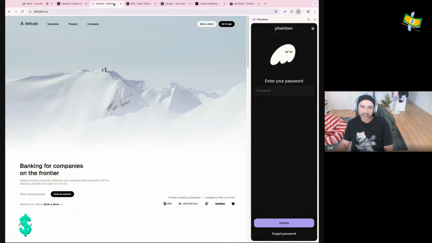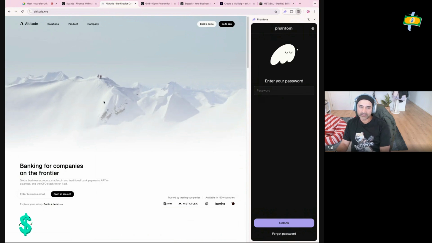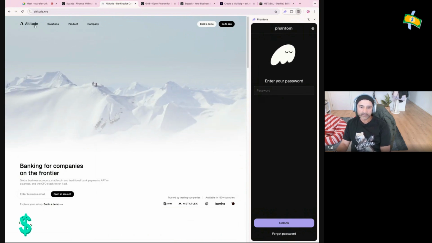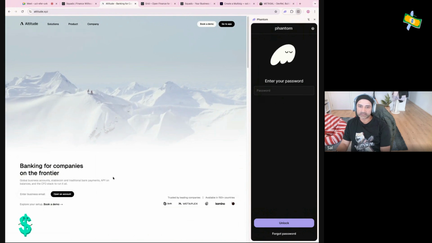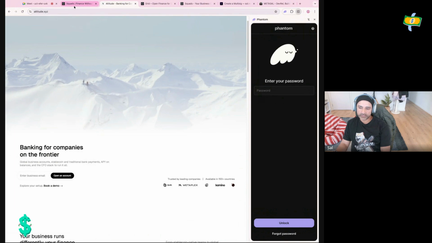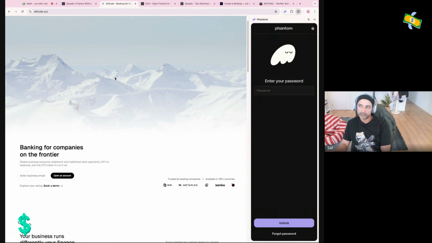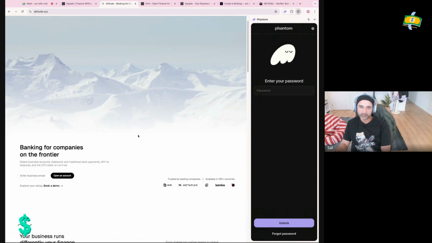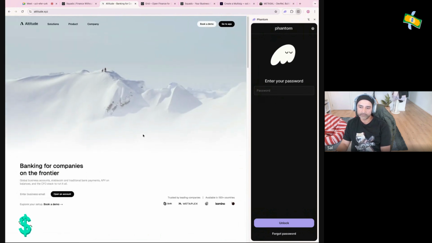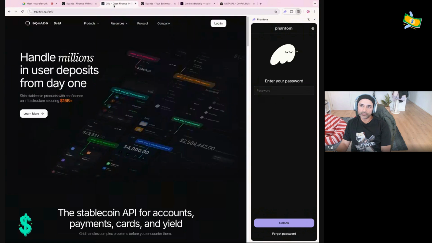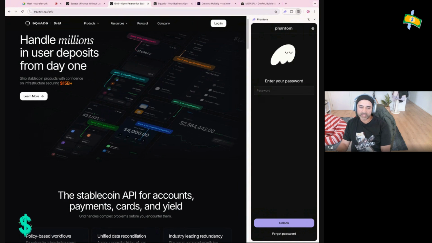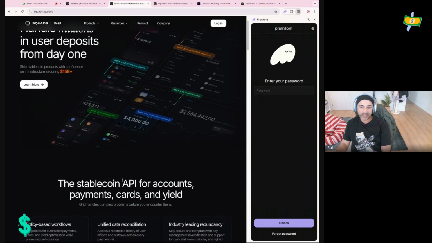The third product of theirs is the full-on enterprise-level bank, which is Altitude, and it's banking for companies. Think Squads treasury, but more aimed at banks, connected to real banks around the world. For example, I've got an account linked to an American account, but you can also do European accounts as well. Then their fourth one is their API product, which allows you to work with stablecoins, payments, cards, yield, and create your own product.